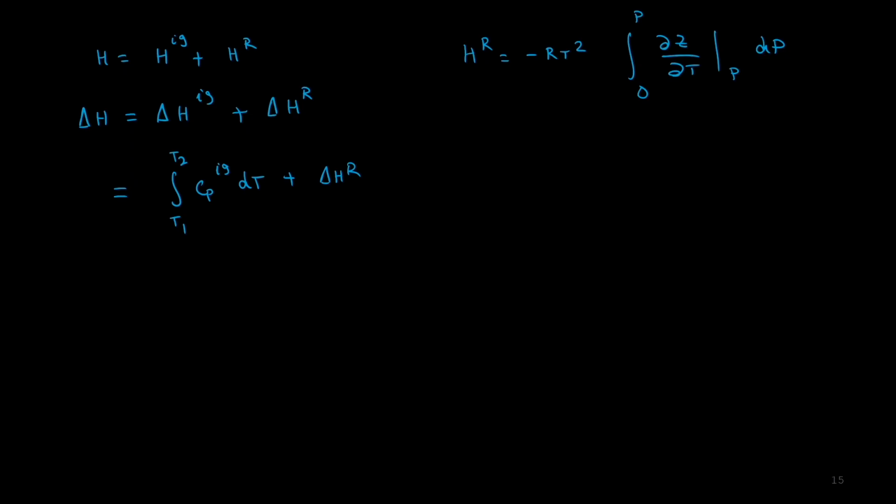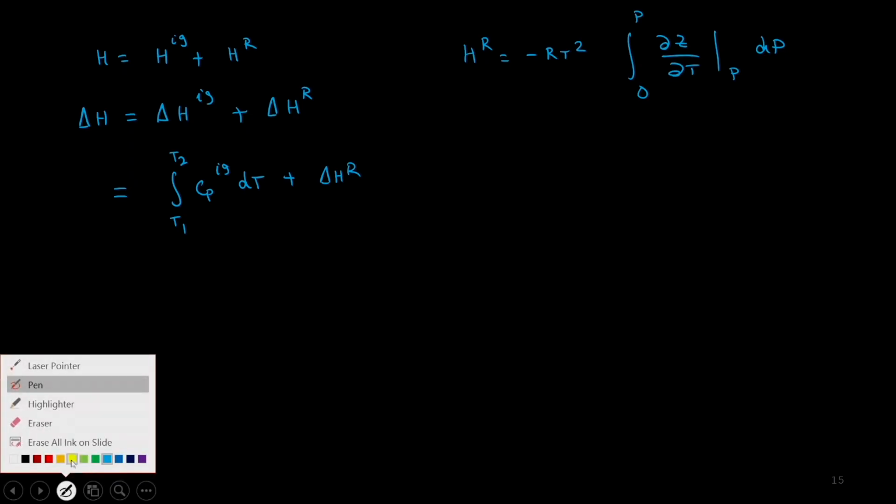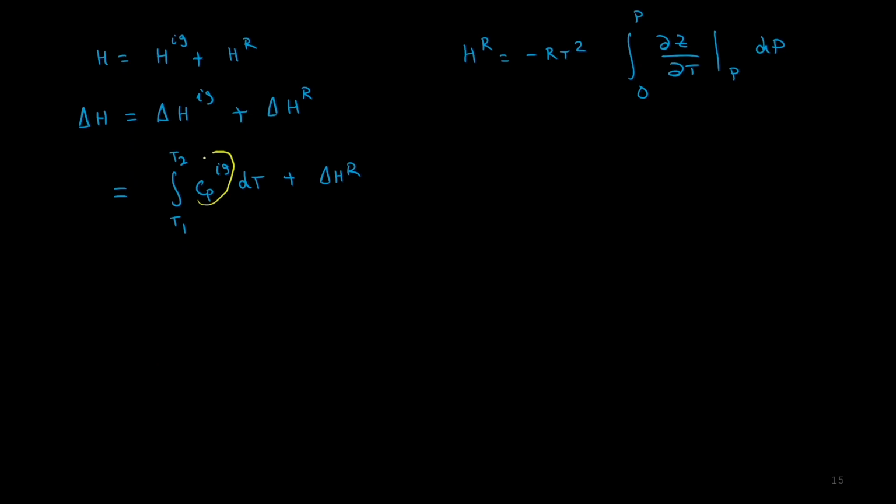So to be able to do this calculation, all I need is the specific heat capacity in an ideal gas-like case, Cp ig, and how the compressibility factor, which can be calculated from the PVT relationship, changes with respect to temperature, or the derivative of that. Once I have these two pieces of information, I can calculate H straight away, right?